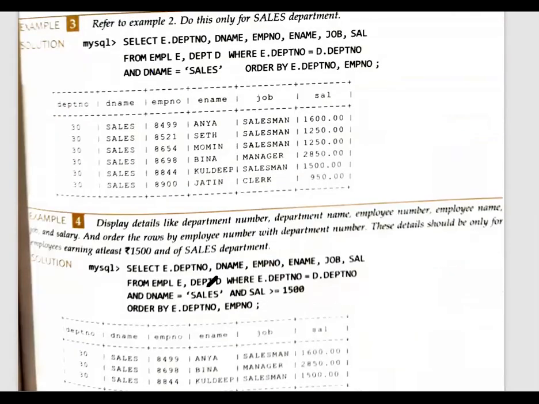See what they have done is select, then department number and all these column names from, and they have created the alias also for both the tables. Then where, this is for joining two tables, corresponding information, then the first condition, then the second condition. One more condition was given over here: order the rows by employee number. With department number, it was given that also.